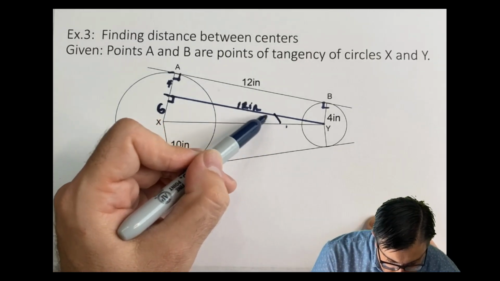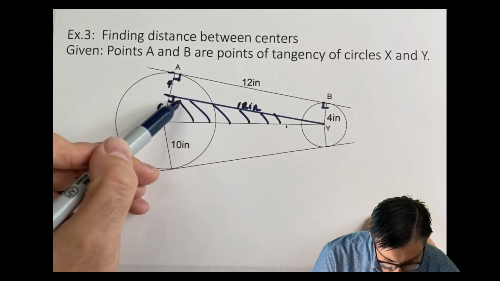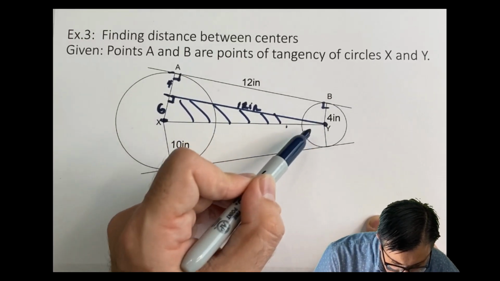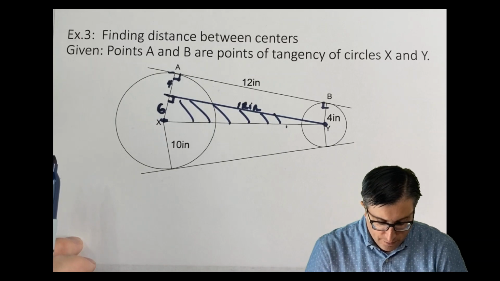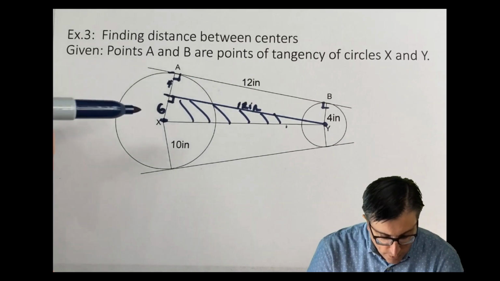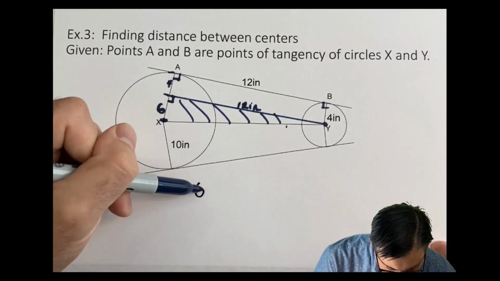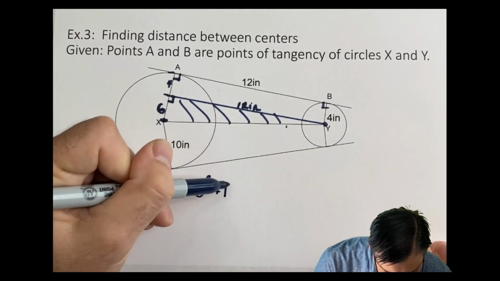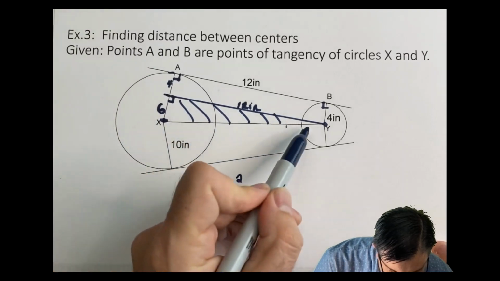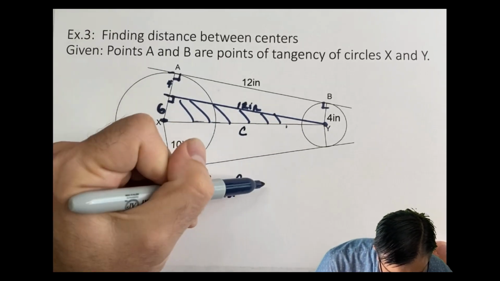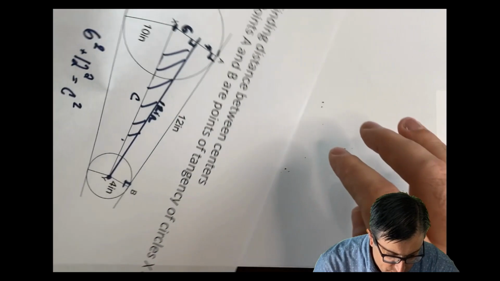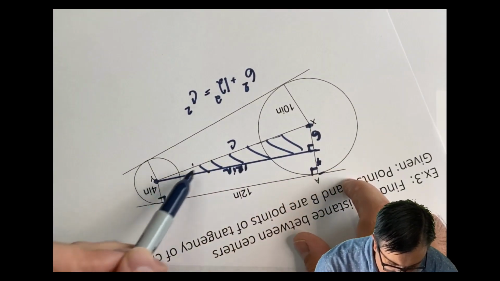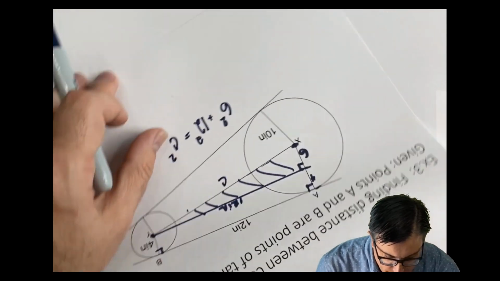I've now created a right triangle, and the distance between X and Y is the hypotenuse of that right triangle. We can now solve the Pythagorean theorem with 6 being one leg, 12 being the other leg, and this distance here being C. Sometimes it helps to look at it this way, where the right angle is in the bottom corner, and this is the right triangle that I'm solving for.